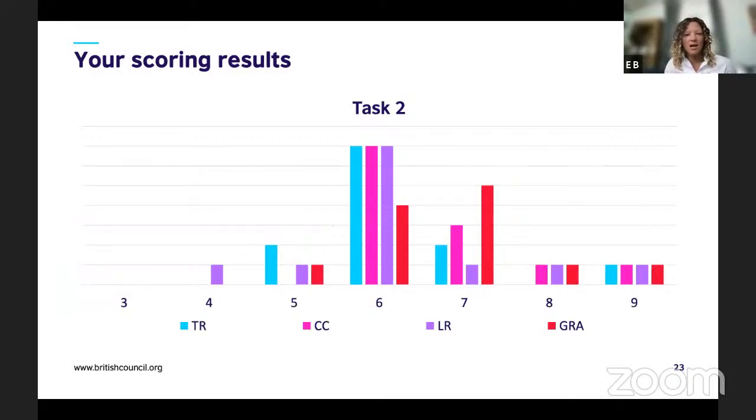So you'll see that for task response, which we have for task 2 instead of task achievement, most people are thinking about a band 6. For coherence and cohesion, again, most people are falling in the band 6 range, with some people thinking it's a bit stronger for coherence and cohesion. Lexical resource, again, the majority is in the 6. And with grammar, we're feeling a bit stronger with higher numbers at that 7 range.